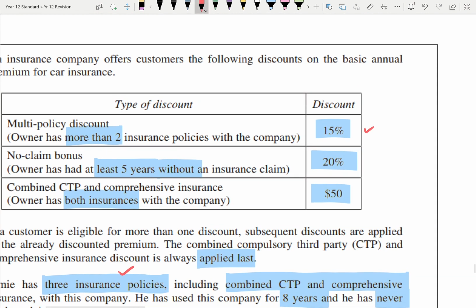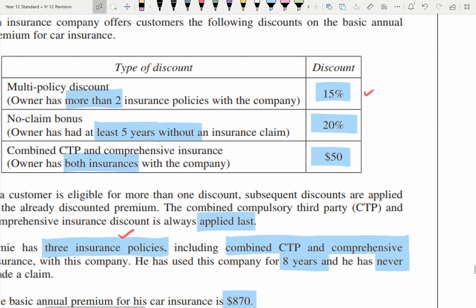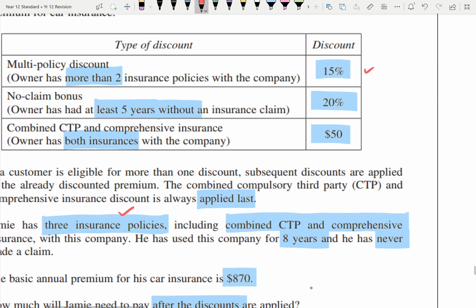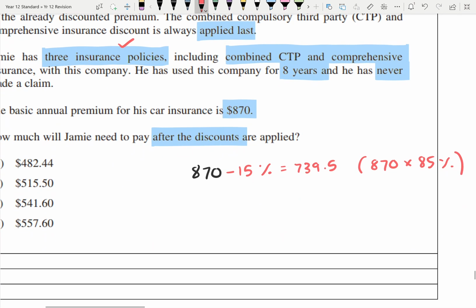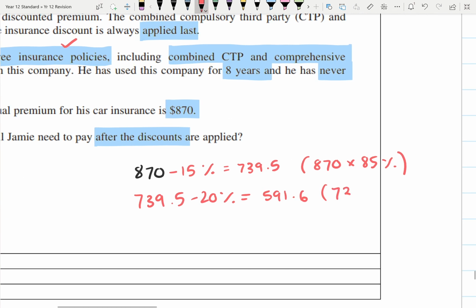So a no claim bonus has to be at least 5 years without a claim. And he's used it for 8 years, never made a claim. So he's going to get an extra 20% off that. So we're going to have 739.5, take away 20%, which should give us 591.6. Again, if you like the other way, you could just say 739.5 times by 80%.